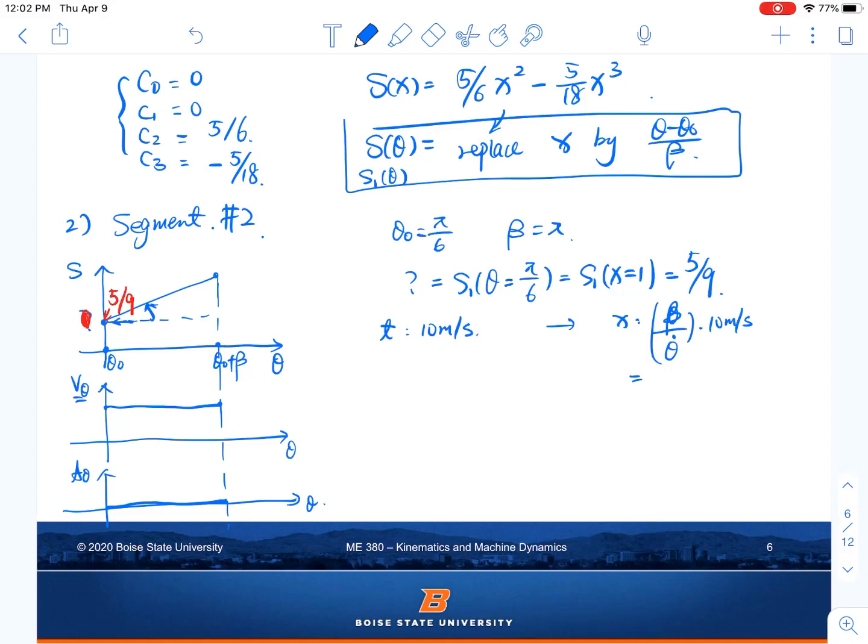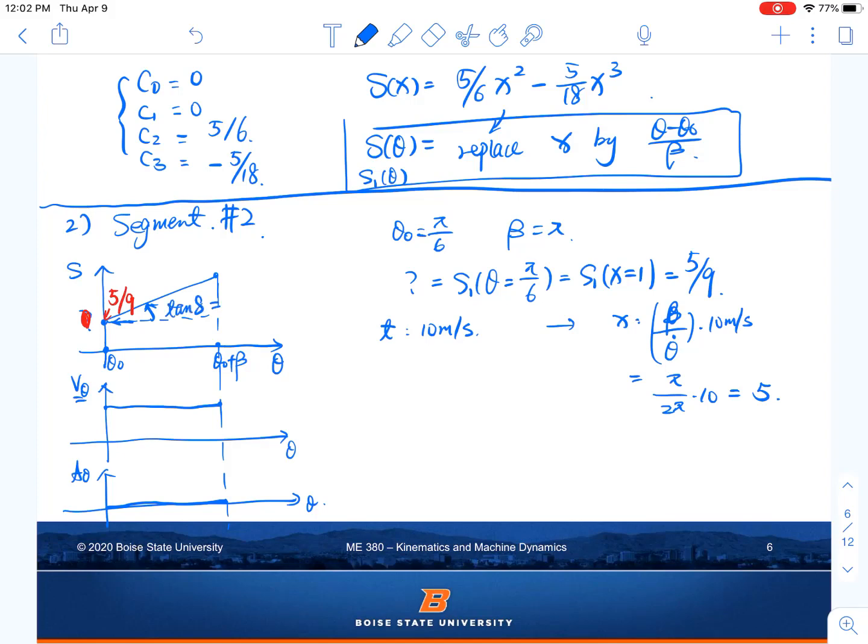Again, you have to pay attention that your beta here is different. Which means when you focus on one segment, you have to use the beta and theta naught in the same segment. So in here, your beta is pi, your theta dot is 2 pi times 10. So that's why eventually your velocity in x domain is 5. That means this tangent theta angle is 5, so the slope is 5.